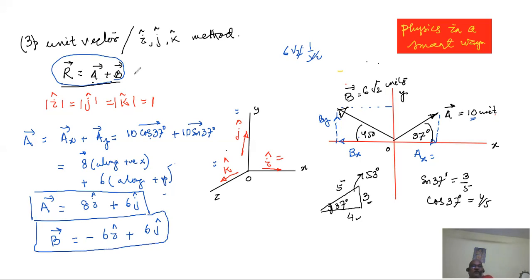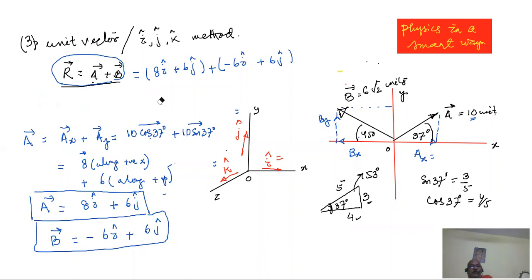If we are clear up to this, then we come back to the resultant case. Resultant was a vector plus b vector. Now we put down their values in terms of I cap and j cap. So that is 8 I cap and that is 6 j cap, that is a vector plus b vector. Let me clear some space. B vector is, we know, minus 6 I cap plus 6 j cap.